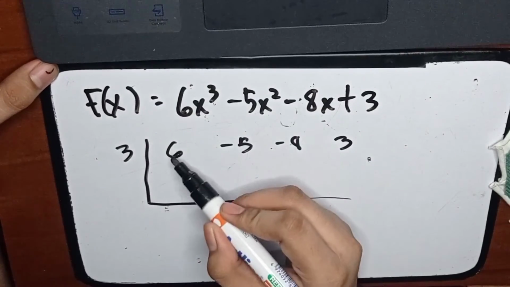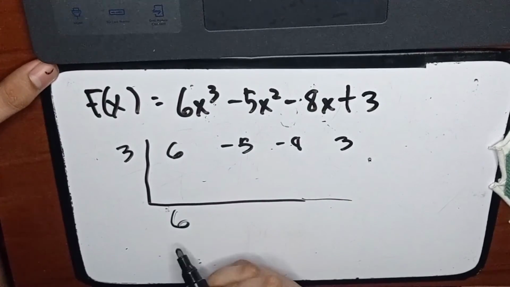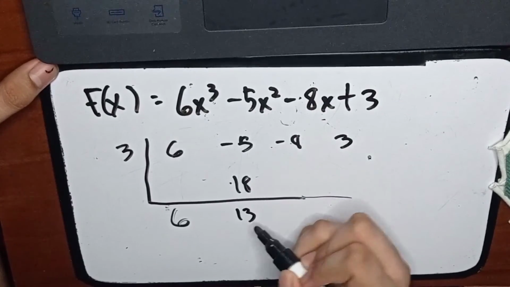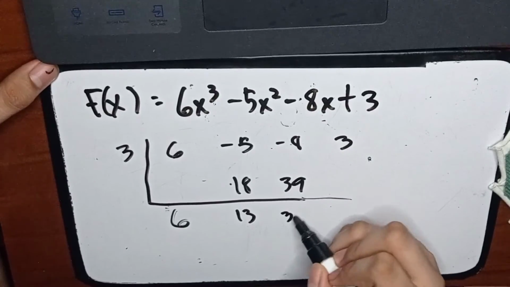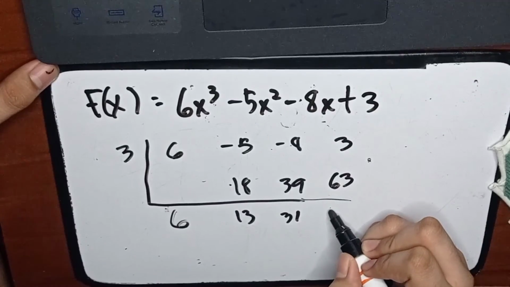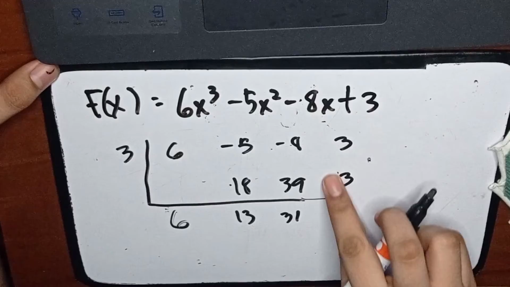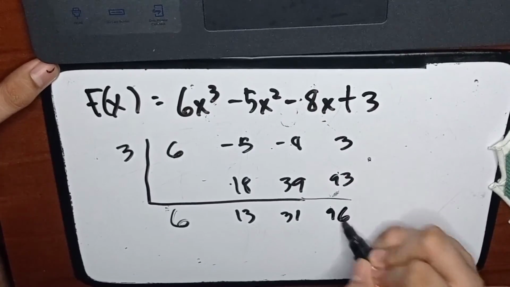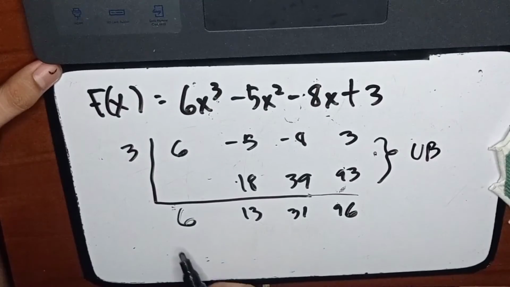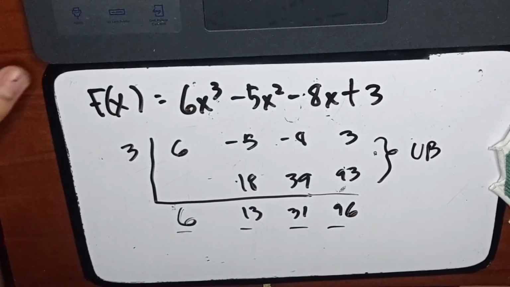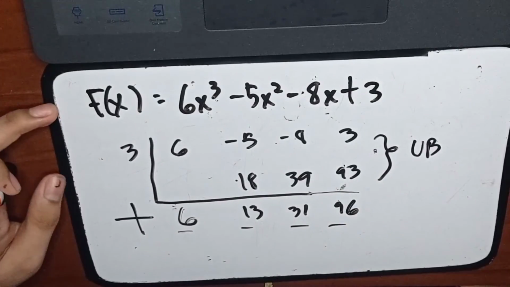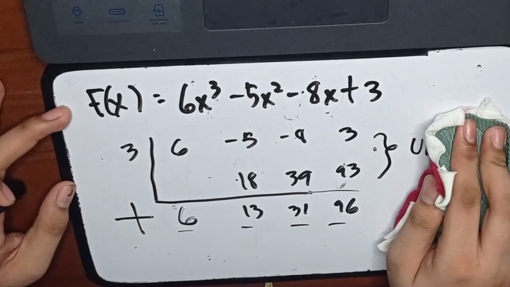Okay, so 6 times 3 is 18. 18 plus negative 5 is 13. 13 times 3 is 39, plus negative 8 is 31. 31 times 3 is 93, plus 3 is 96. Meaning, this is the upper bound, because as you can see, the bottom row of the synthetic division are all positive. So let's find out how about negative 3?